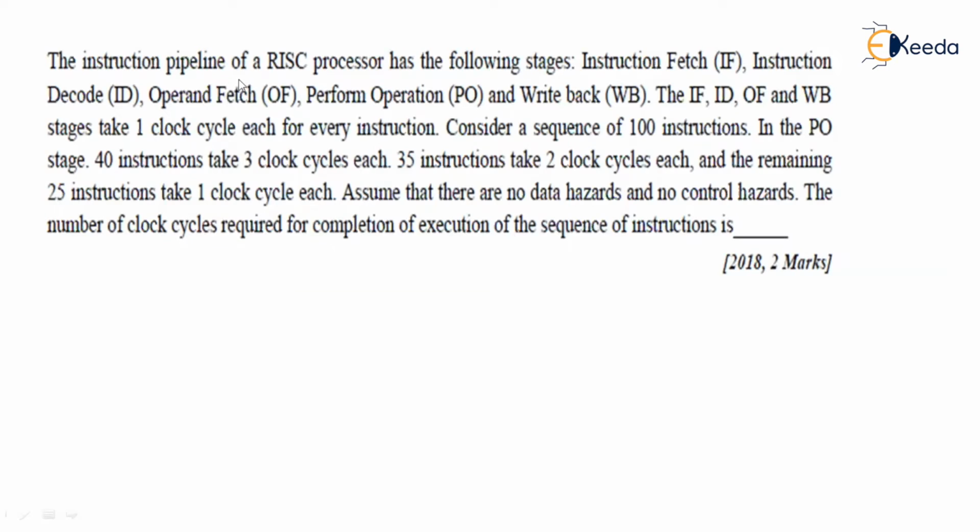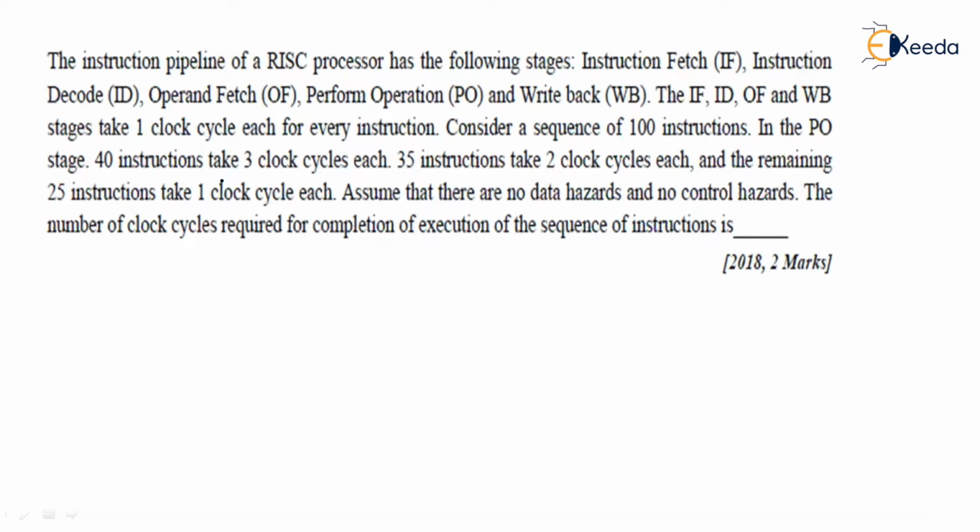The instruction pipeline of a RISC processor has the following stages: instruction fetch, instruction decode, operand fetch, perform the operation, and write back. The instruction fetch, decode, operand fetch, write back stages take 1 clock cycle each for every instruction. Consider a sequence of 100 instructions.